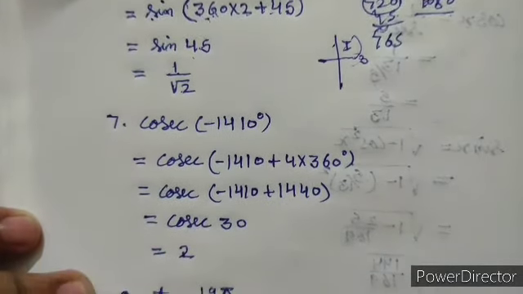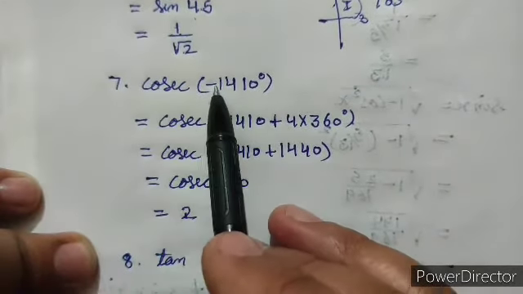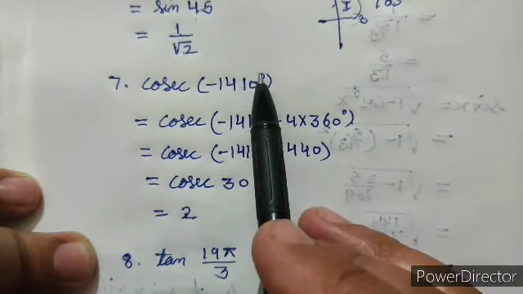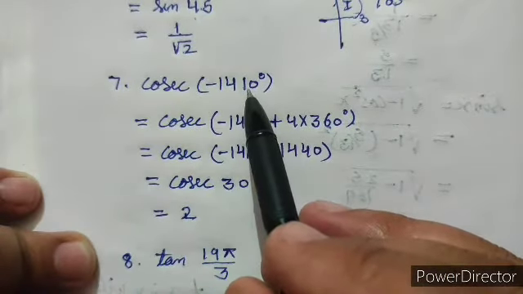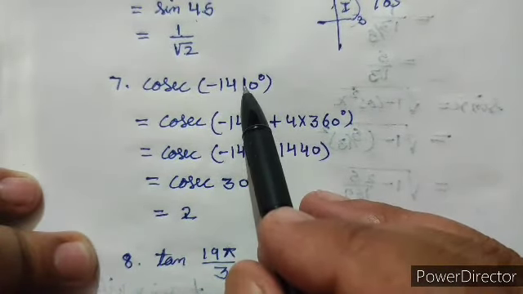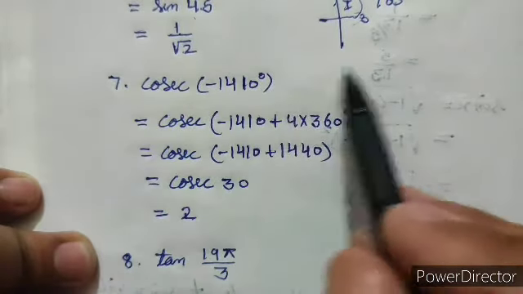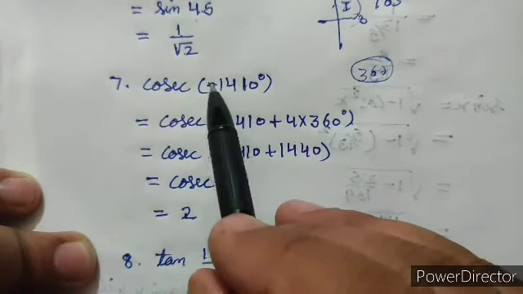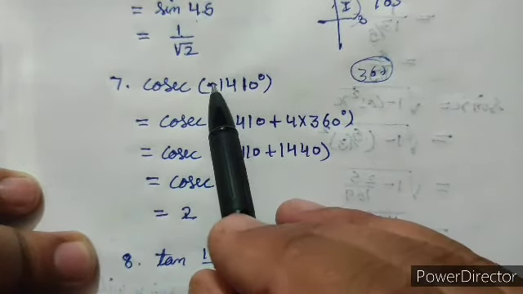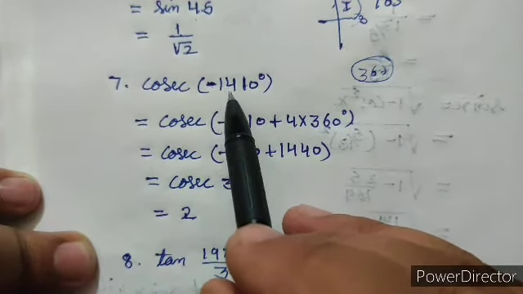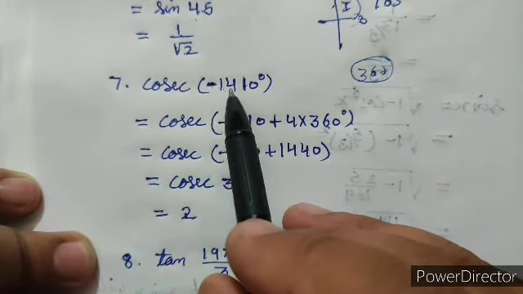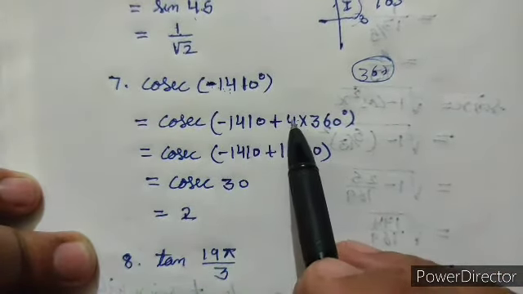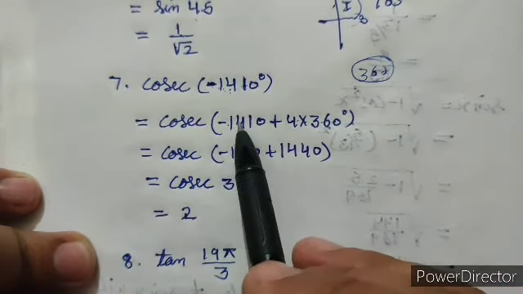Now in the 7th question we have to find out the value of cosec minus 1410 degree. Again we know that the trigonometric functions repeat themselves after the interval of 2 pi or 360 degree. So if the value of the angle is negative, we will find out the nearest multiple of 360 which is greater than the given angle, or which is greater than 1410. Now as we know, 4 into 360 will be greater than 1410.